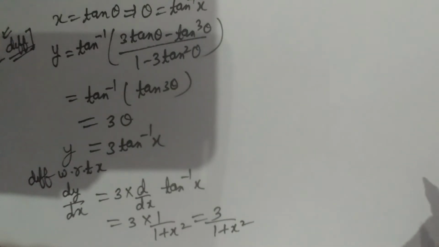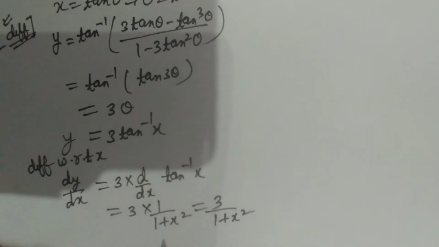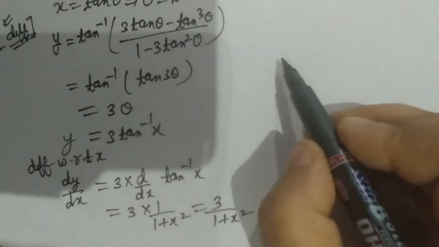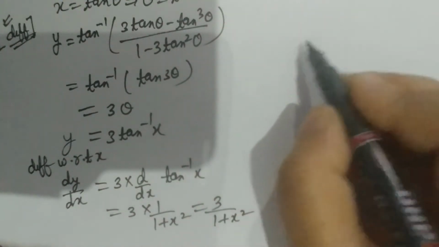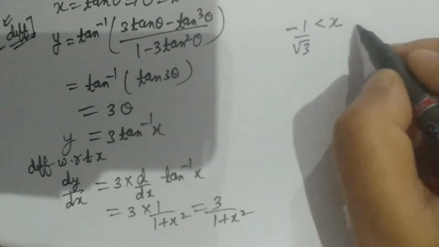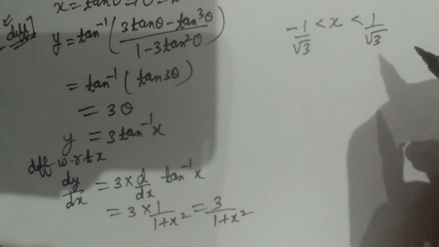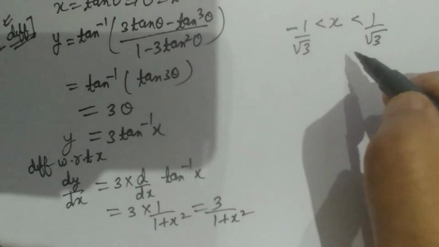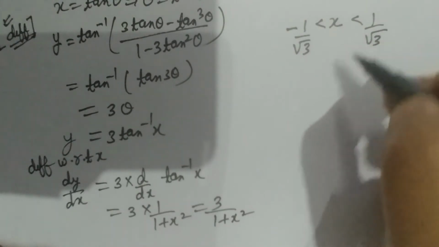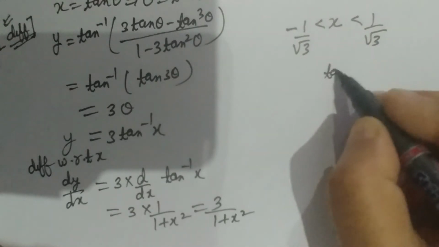Now this is the derivative, because we did the earlier question also, in which we know that d dx of tan inverse x is 1 upon 1 plus x square. Now let us verify the condition that is given here, that x is lying between minus 1 by root 3 and 1 by root 3. Let us see what this means, how to check this condition, and why it is given here. See what is given here: x is your tan theta.